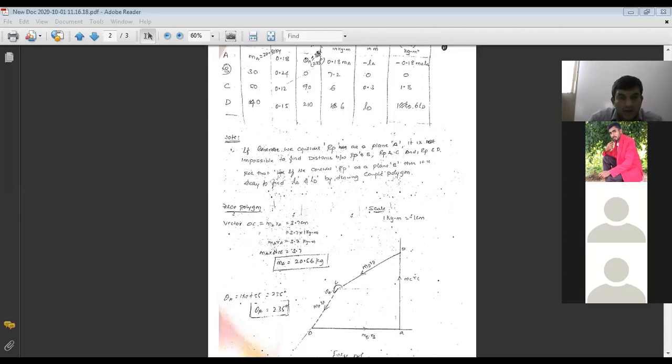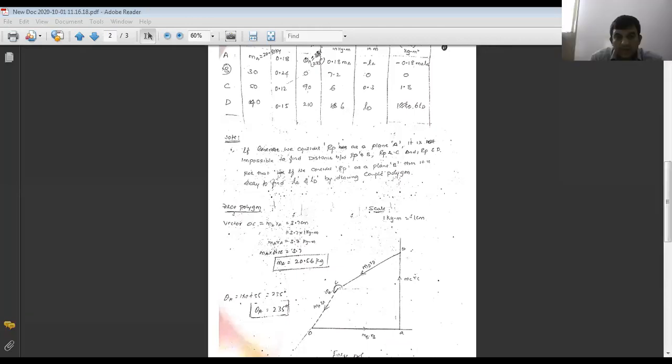Anybody has finished? All of you get the same value of MA and theta A. Now we go for drawing the couple polygon. Again, two unknowns are there, right? Think and draw the couple polygon. The couple polygon should be a closed one, from these three values, from mass A, mass C, mass D.